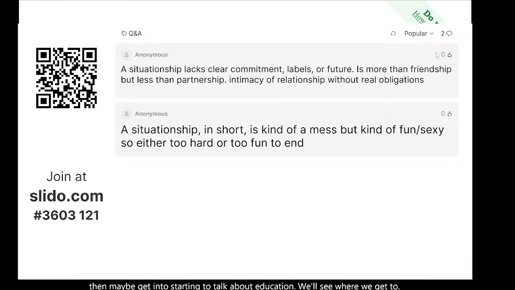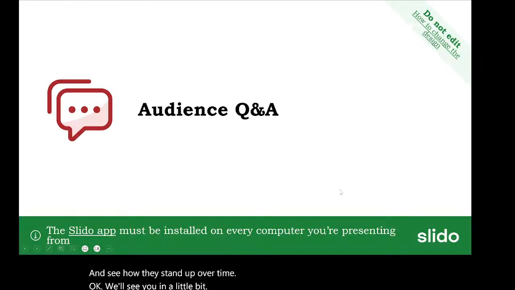And I will screen grab this for later so that I have it. Have your definitions of a situationship and see how they stand up over time. Okay, we'll see you in a little bit. I'll see if I can fix this.